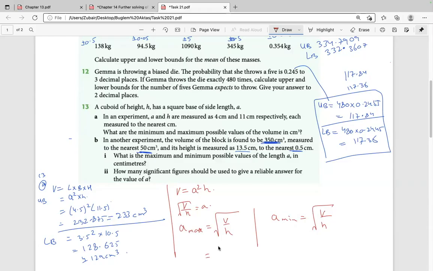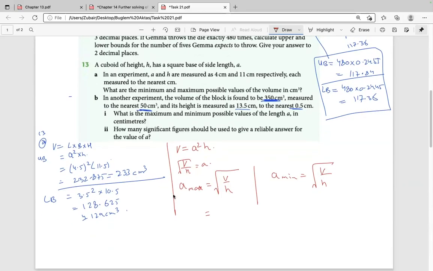So for a max, what is the value of volume? 350, to the nearest 50, so 375. Very nice. So 350 plus half of that is 375.